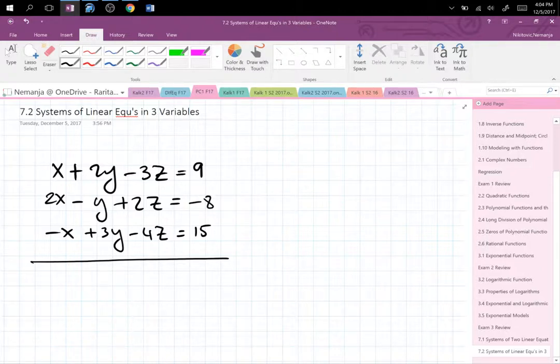So let's see the method. Number 1, pick which variable you want to eliminate. Oh, no, not substitution here, just elimination. So pick which variable you want to eliminate and stick with it.